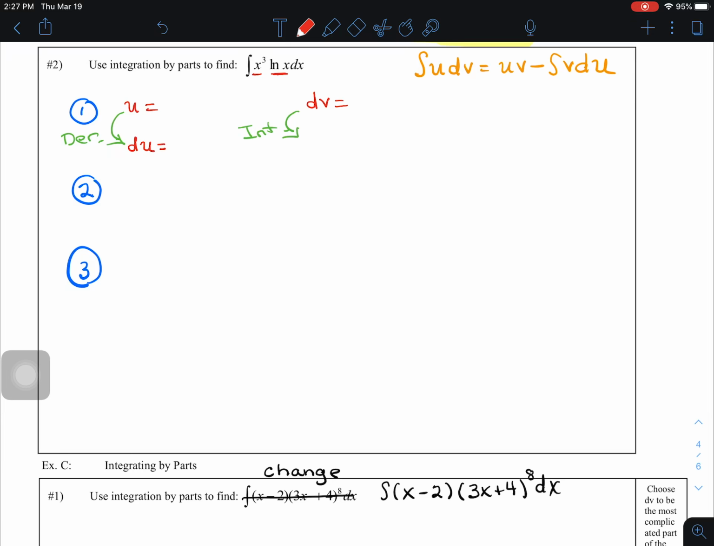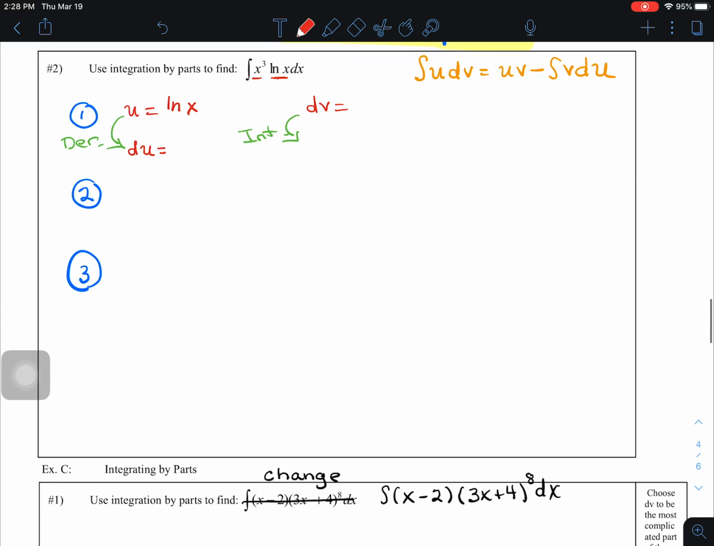But I will say on this particular example, as the one that we had done before this, we said if natural log of x is one of your factors, you have no choice. You have to choose that to be u, because we only know right now how to take the derivative of natural log of x. We cannot integrate natural log of x. Therefore, you would not want to choose natural log of x to be dv. Okay, so we're going to make the x cubed along with the dx. That's going to represent dv.